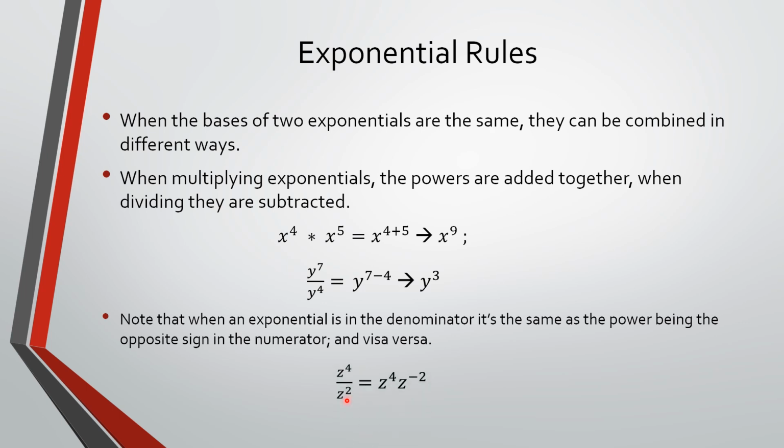Oh, well, here we go. z to the 4th divided by z to the 2nd equals z to the 4th times z to the negative 2. And we learned right up here that when they're multiplied, it's just like adding. So this would be z to the 4 plus a negative 2, which is the same as subtracting 2. So this expression is going to be z to the 2nd. That is going to be the answer to this. So this would equal z to the 2nd power.